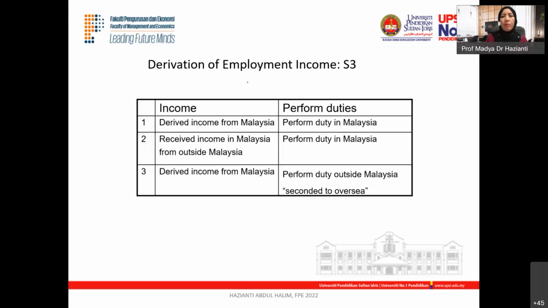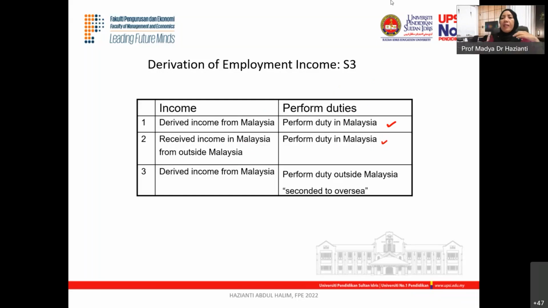So derivation of employment income, how do we derive employment income under section 3 of the Act? So income must be derived from Malaysia. Okay. You perform the duty in Malaysia, like my case, saya kerja di Malaysia, saya mengajar di Malaysia, so my income is derived from Malaysia. So then yes, I have an employment income, or receive income in Malaysia from outside Malaysia. Let's say I perform my duty in Malaysia, saya mengajar di sini, but income ni saya dapat di sini, but income tu from, let's say, Indonesia.